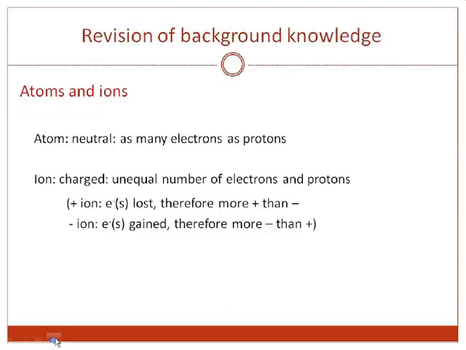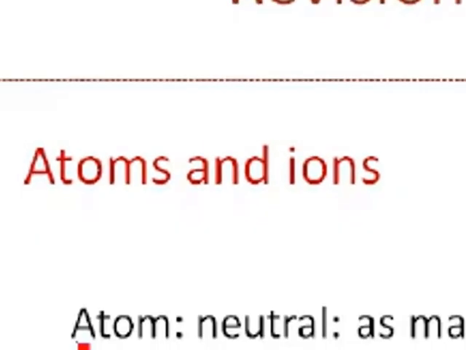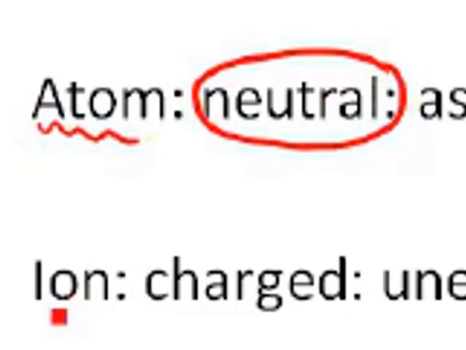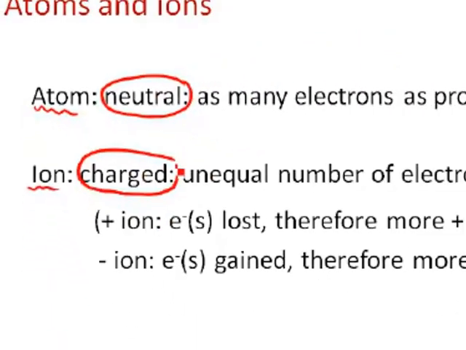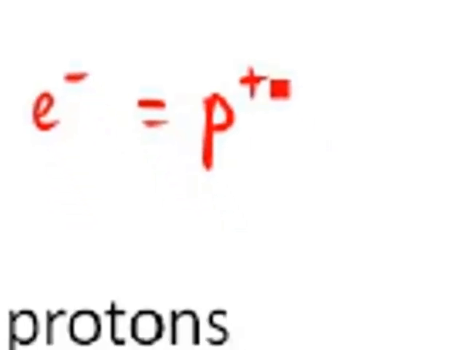Electrochemistry Video 1. First we need to revise some background knowledge. What is the meaning of the term atom and the term ion? An atom is neutral, whereas an ion is charged. This is because an atom has equal numbers of electrons as protons, whereas an ion has unequal numbers, because it has either gained or lost electrons.